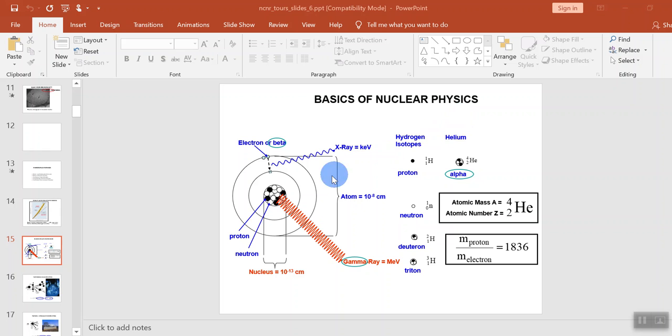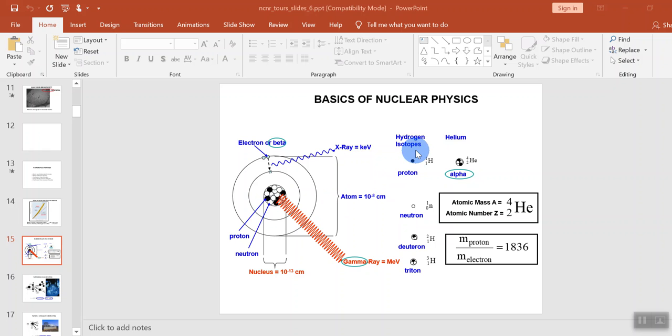So, basics of nuclear physics. We see the nucleus here, about 10 to the minus 13 centimeters. That's called the Fermi. And we see the atom here, 10 to the minus 8 centimeters. That's what we call an angstrom. So we see the electrons in electron shells. When they decay, there is either light or X-ray emitted, while gamma rays are emitted from the nucleus that contains protons and neutrons.